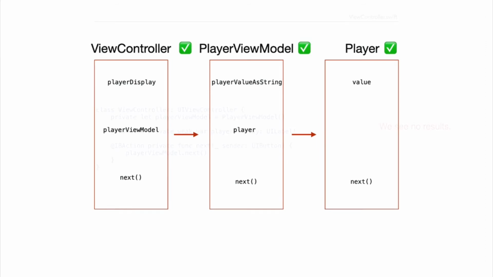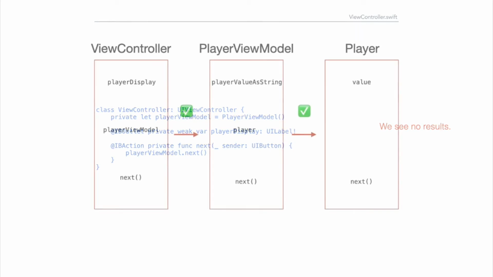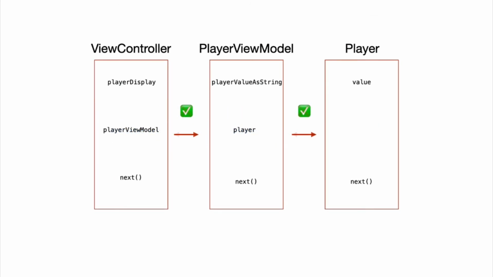Now when we run the app, we see no results. We're calling next. Next is being called perfectly. You could check with a didSet on the value inside of Player to see that it actually is changing, but we don't see results because, even though we're communicating in this direction, we are not communicating back up. The player view model doesn't know the value has changed, and the view controller doesn't know that that value has changed, and so the view controller doesn't reflect any of the changes.